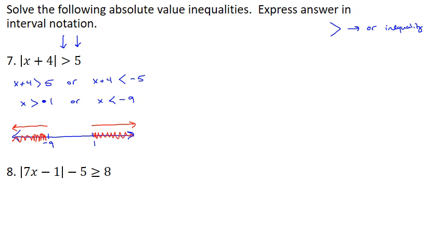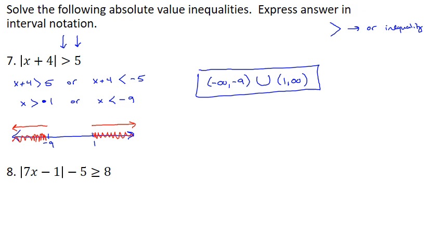So let's write those. The first interval starts at negative infinity and stops at negative 9, which gets a parenthesis because of the non-equal sign. But you also have the second interval, which starts at 1 and goes to infinity. When your answer needs to include two intervals that don't touch each other, then you need to put a union symbol in between them. And that union symbol is on the palette in your homework. So your final answer for this one would be negative infinity to negative 9, union from 1 to infinity.